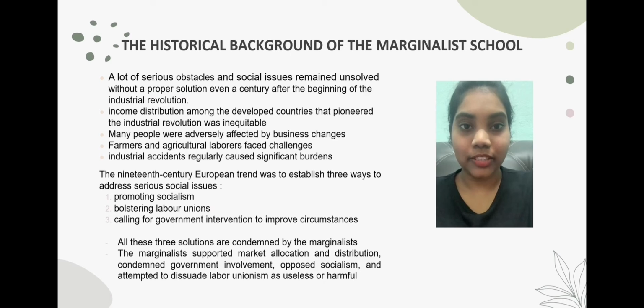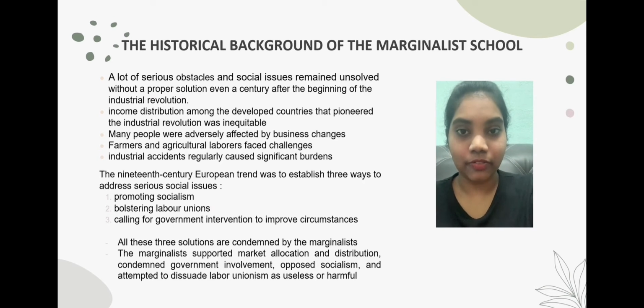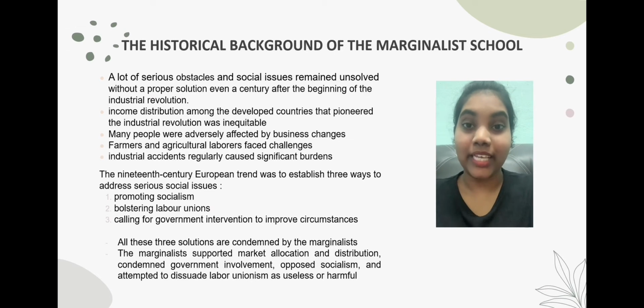For your information, there were a lot of serious obstacles and social issues that remained unsolved without a proper solution even a century after the beginning of the Industrial Revolution. So many of you would ask, what is the Industrial Revolution? Well, the Industrial Revolution was a global phenomenon. It arose from changes in global economic relations, and poverty was extremely widespread despite the fact that productivity was rising.